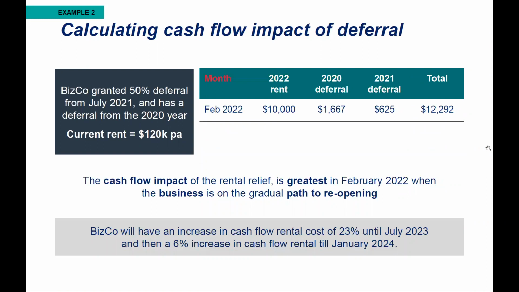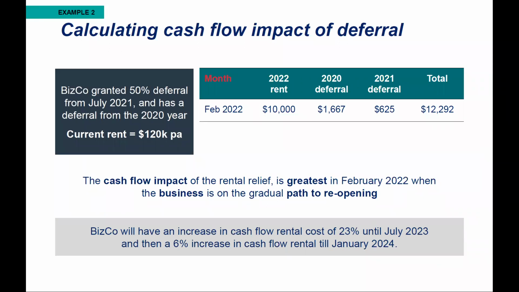So an example here of how that then impacts on cash flow. In February 22, we would have the original rent that was due, which is the $10,000 per month. We've also got a calculation of the deferred rent under the previous scheme, which in this case is $1,667. We've got the deferral of the rent under the current scheme, which is $625. And so the total rent that would be payable for February 22 would be just over $12,000.